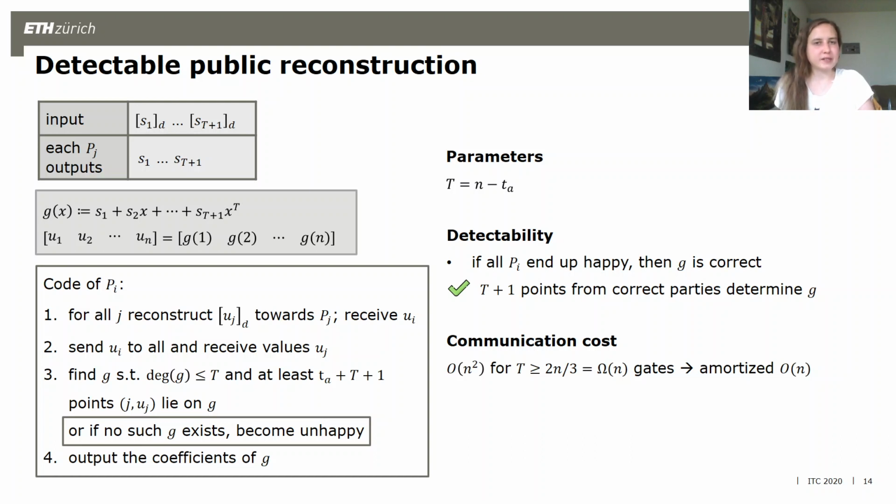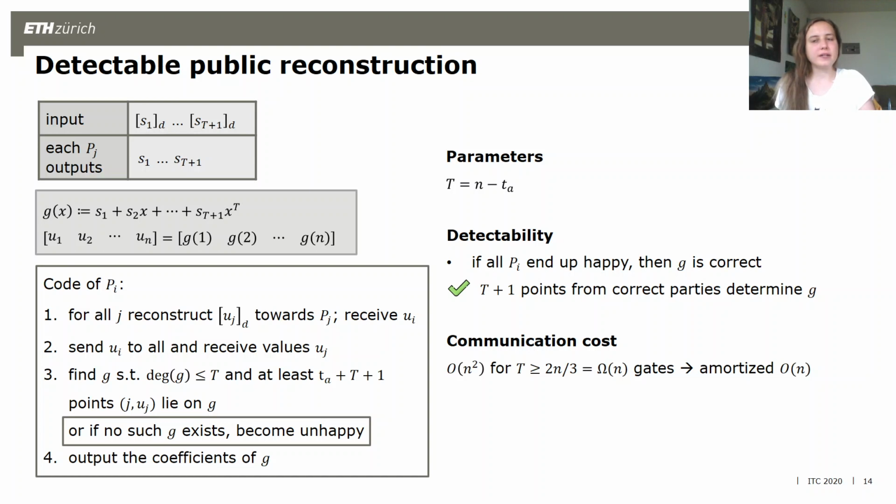And now we choose the biggest T that we can, which is N minus TA. So this means that PI now wants to receive points from all parties, and it wants all of these points to lie on the same polynomial of degree at most T. And for efficiency, of course, we're even better than the original protocol, and we again get the amortized cost O of N.